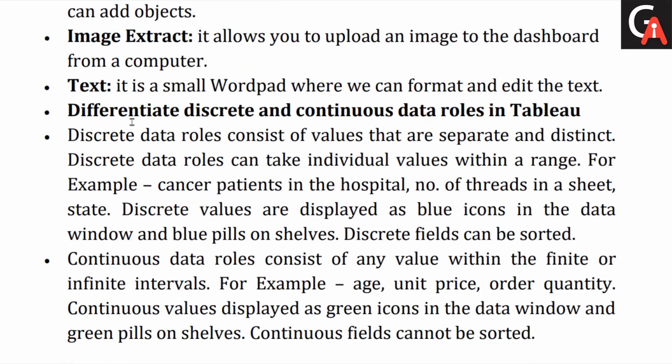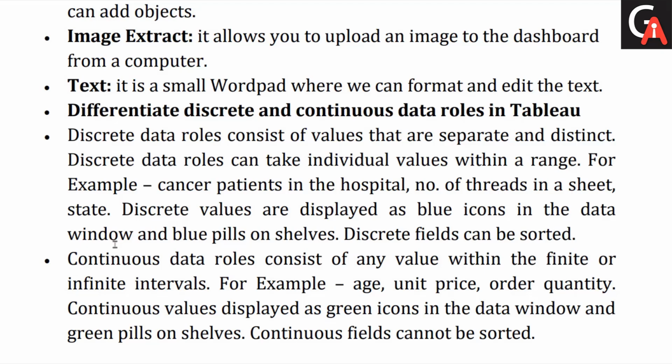Next question we have for the day, differentiate between discrete and continuous data roles in Tableau. First of all, discrete data. Discrete data roles consist of values that are separate and distinct. Discrete data values can take individual values within a range. For example, cancer patients in a hospital, number of threads in a sheet, state. Discrete values are displayed as blue icons in the data window and blue pills in the shelves.